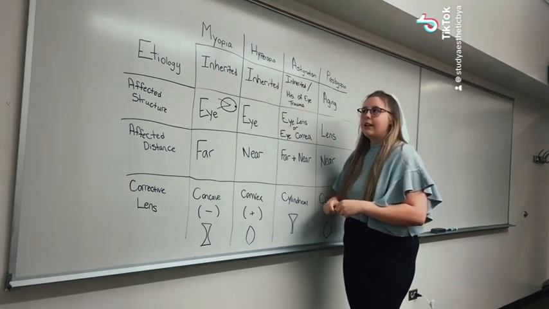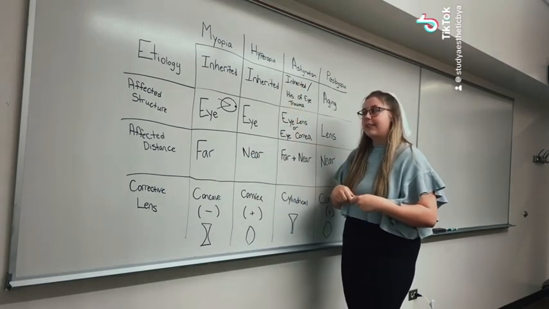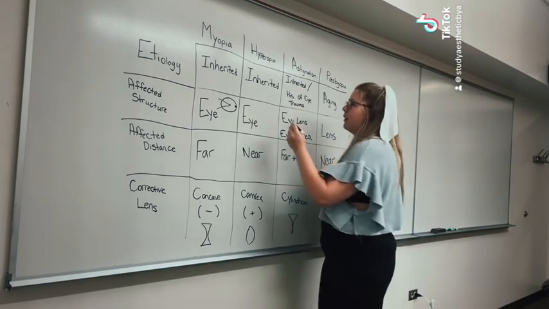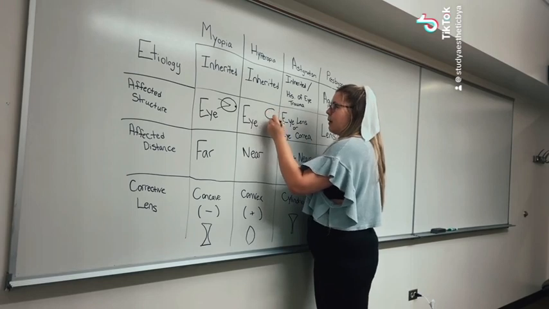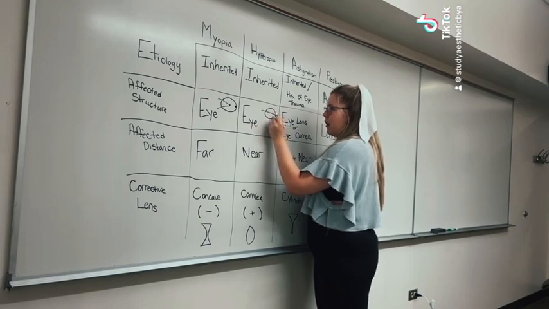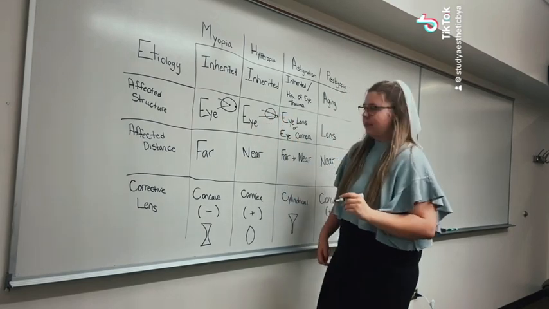Hyperopia is another inherited refractive error. It affects the eye in the opposite way of myopia. So in this case, the eyeball is going to be too short, and when we want the light rays to focus here, they're actually focused right behind the retina.